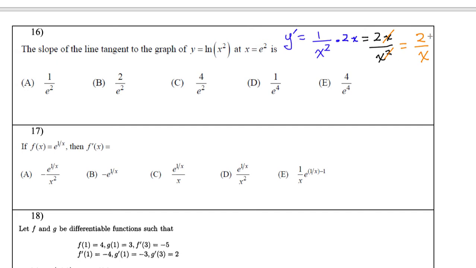I have now taken the derivative, and I said I was going to plug in e squared into the derivative. When I plug in e squared, this x changes to an e squared, and I get the final answer of 2 over e squared. Where are you? There you are. B, correct answer.